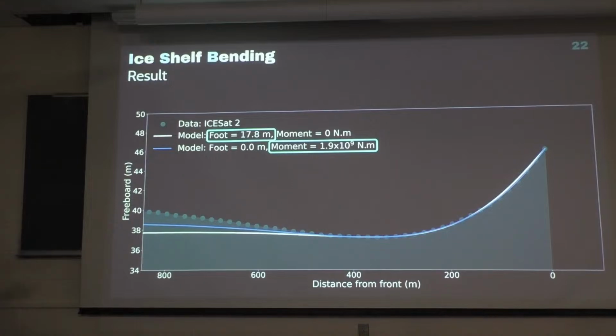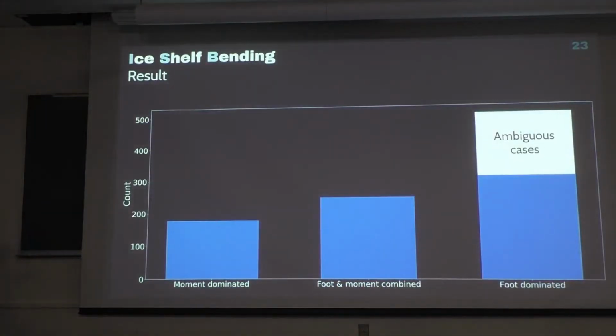They both seem fine. And so there are these 200 cases where we cannot discriminate between a foot or a high positive moment. To summarize all this data for all transects, I just split them into three categories: moment dominated, foot and moment combined, and foot dominated. As you can see, there are around 200 transects which are dominated by moments, and around 500 of them which are dominated by foot.